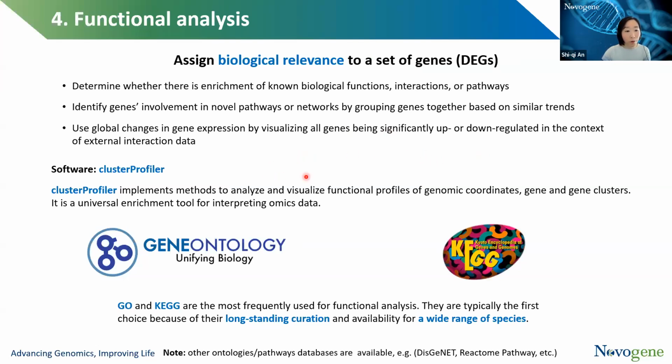And then the software we use for this is known as clusterProfiler. This is a really universal enrichment tool for interpreting omics data. The most commonly used databases are the Gene Ontology, or GO, database, and also KEGG. The reason for this is that they are long-standing curations, and they're available for a range of species. So that's why in most cases they would be the first choice.